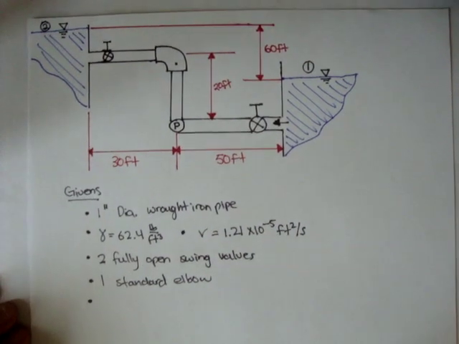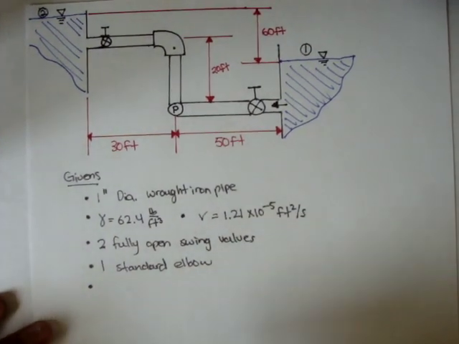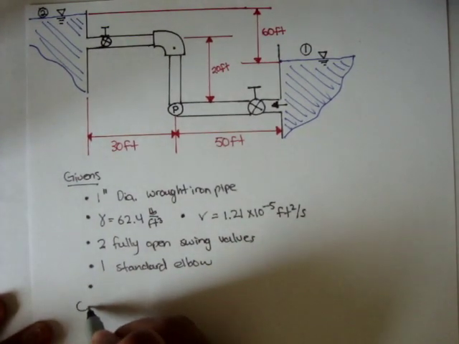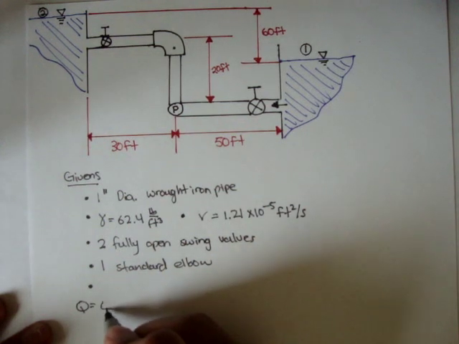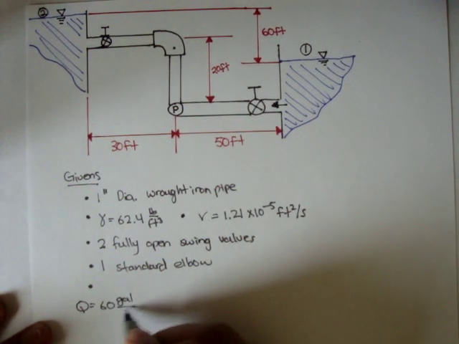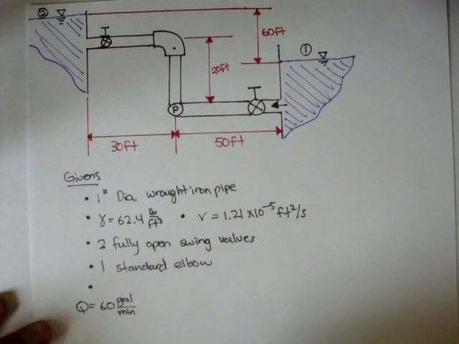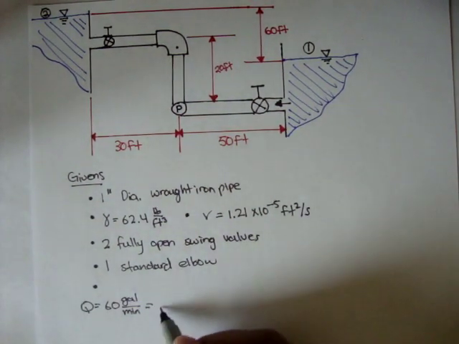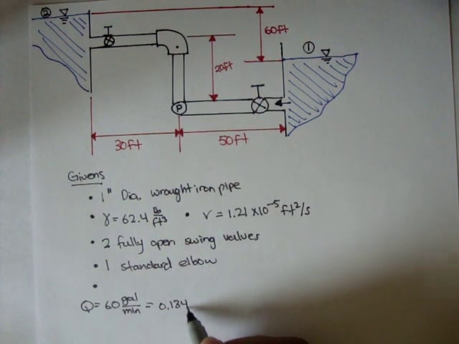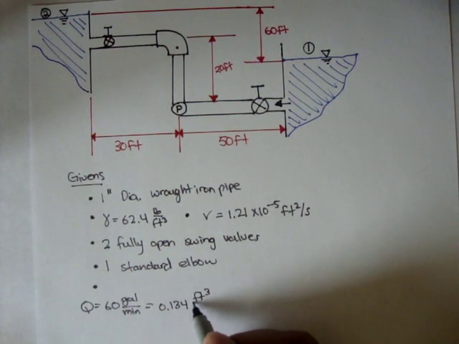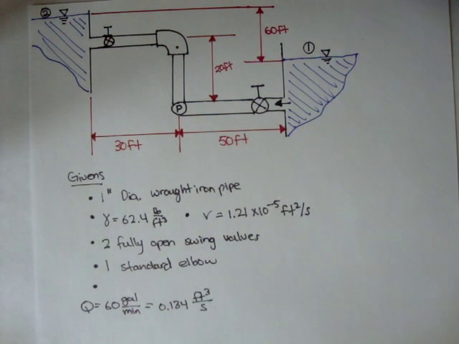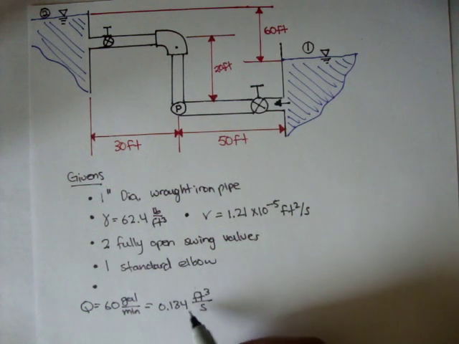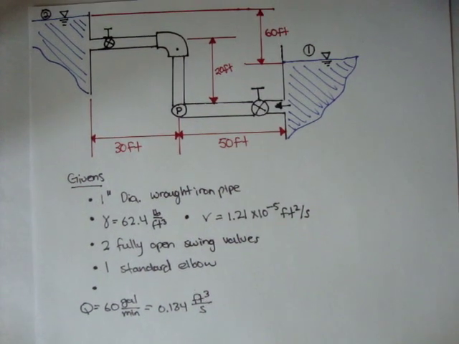And the very first thing it said was that this pump needs to maintain a flow rate of Q equal to 60 gallons per minute. And these units aren't something we like working with, so I'll change that to feet cubed per second, just to stay consistent, okay? So that's 0.134 feet cubed per second.